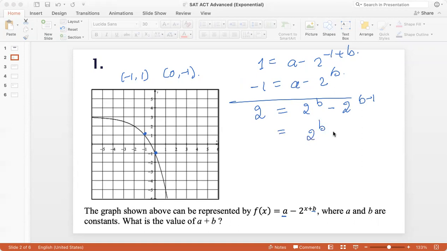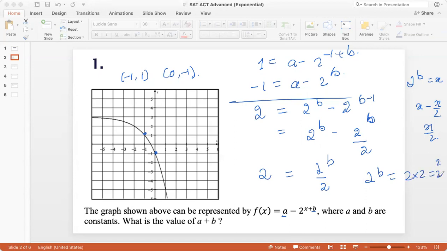So this I can write as 2^b divided by 2, right? Because 2^(b−1) is simply 2^b divided by 2. And 2^b − 2^b/2. If 2^b is x, then this is the same as x − x/2, which is just x/2. So this is 2^b/2. So this is 2, right? So then 2^b is 2 times 2, which is 2 squared. So b has to be 2, right? So that's how we've gotten b.